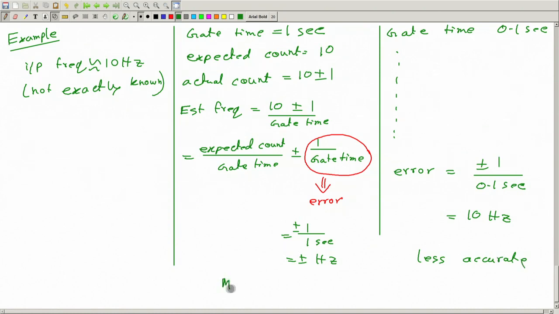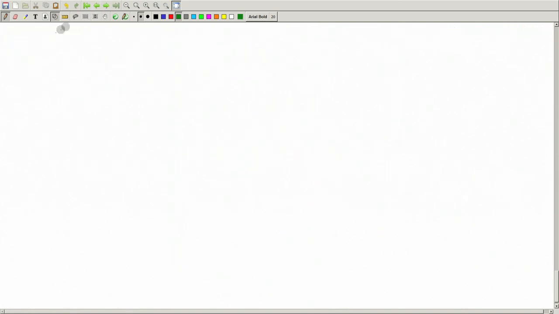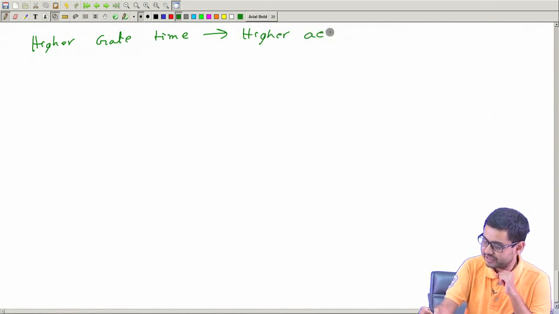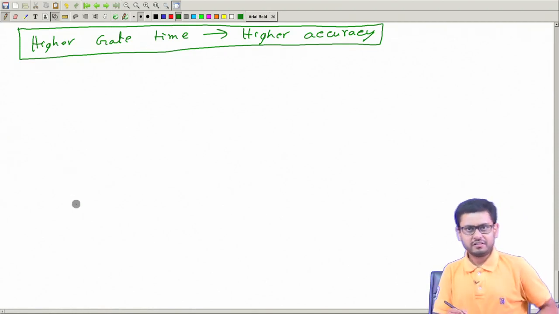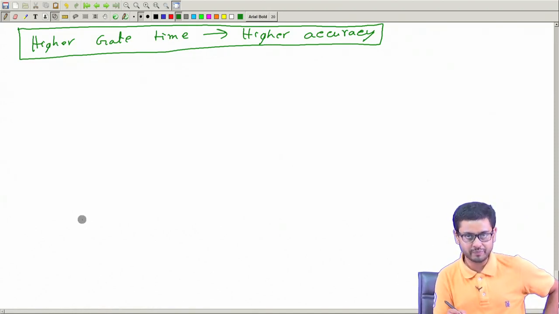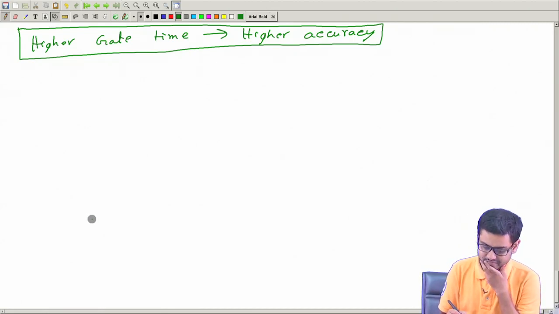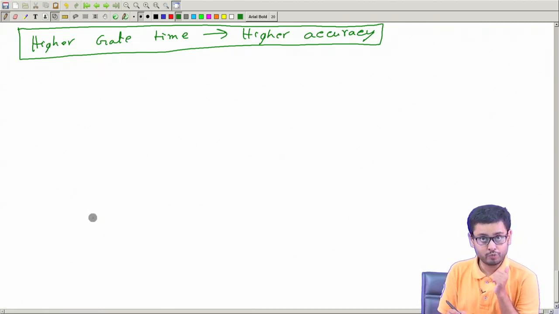This is more accurate. So, what can we say? We can say higher gate time means higher accuracy. That is what we have seen in previous examples. Okay? You wait for a longer time and measure the number of cycles, your accuracy in frequency measurement will be higher. That means, and it also depends on the input frequency.